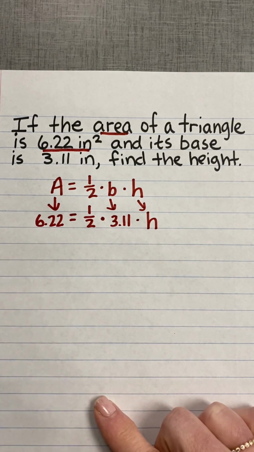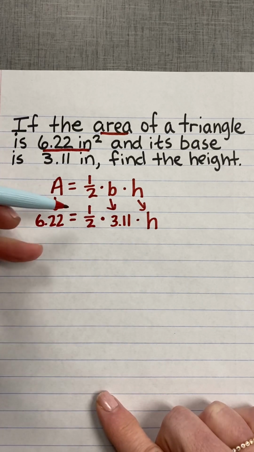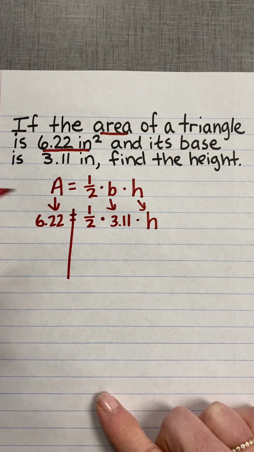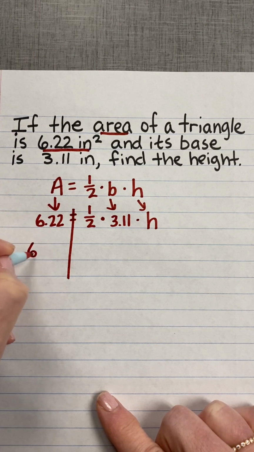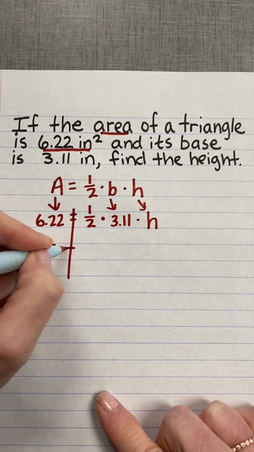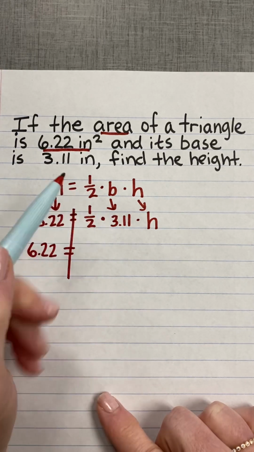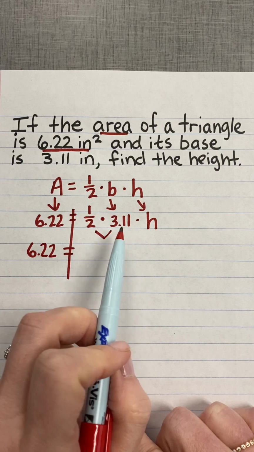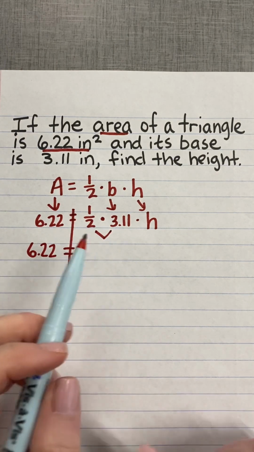So everybody, this becomes an algebraic equation that we're solving for H. So we're going to draw our vertical line down through the equal sign like we always do. I'm going to bring my 6.22 down. And what I'm going to do here is multiply 1/2 times 3.11 just to make the problem a little more concise.